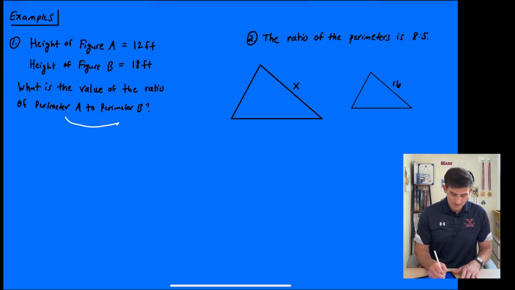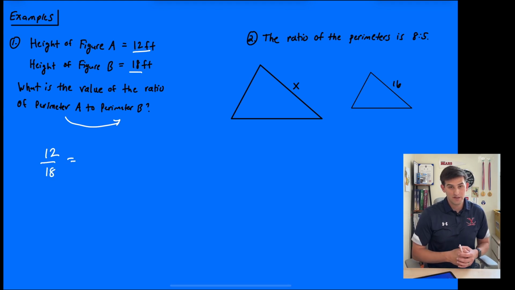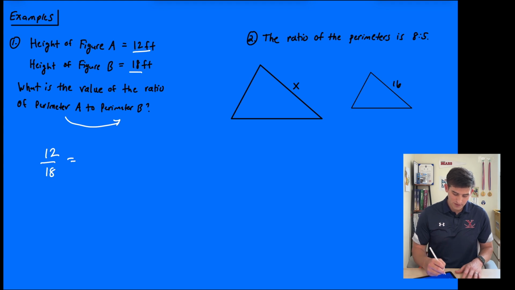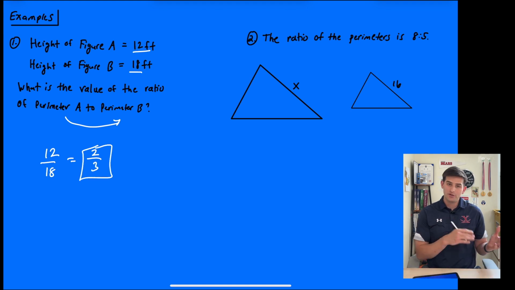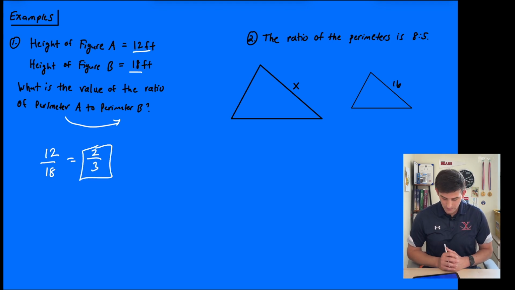So it is A to B. A is 12 and B is 18. So we have 12 over 18. And that's going to also be the same ratio of the perimeters, right? Well, we can reduce that a little bit because both of those are divisible by 6. So we could say 2/3 would be our ratio from perimeter A to perimeter B, okay?